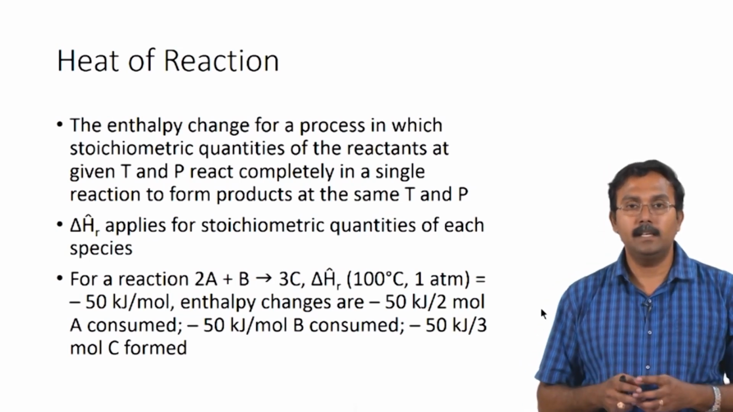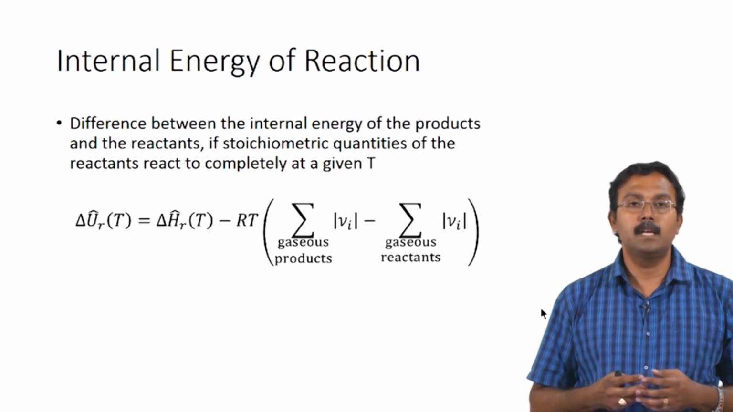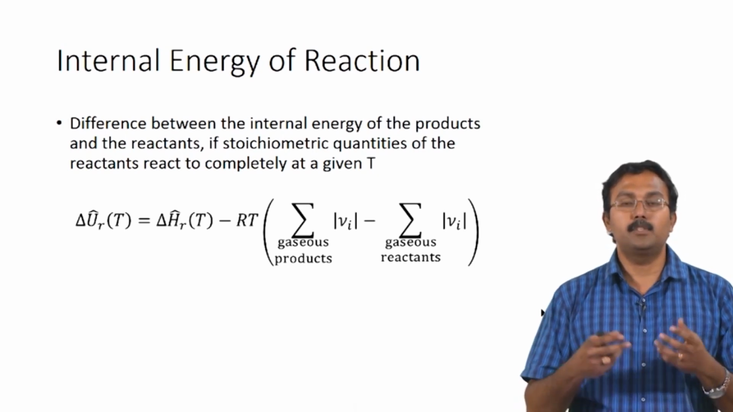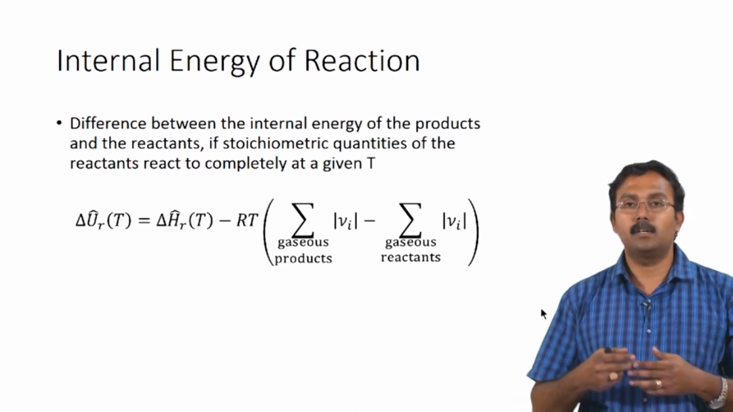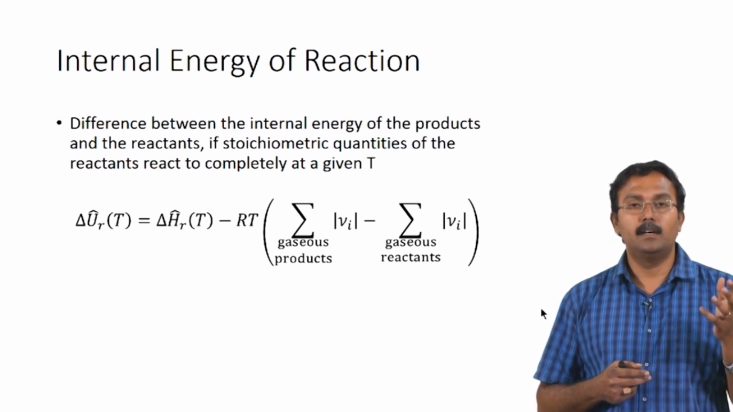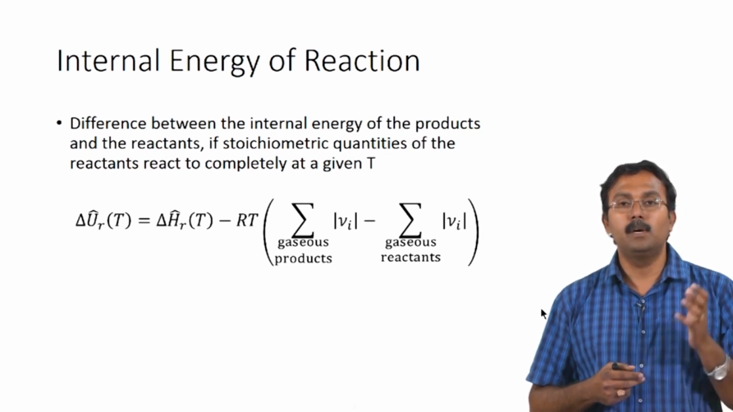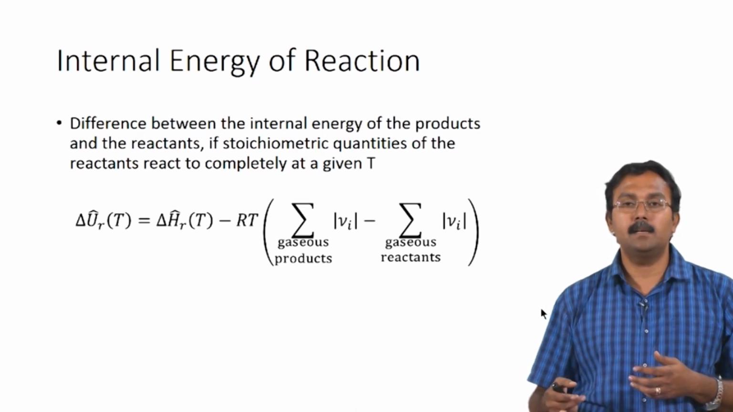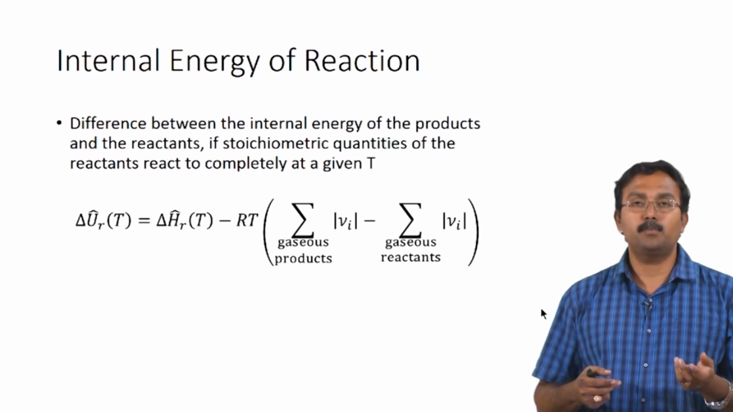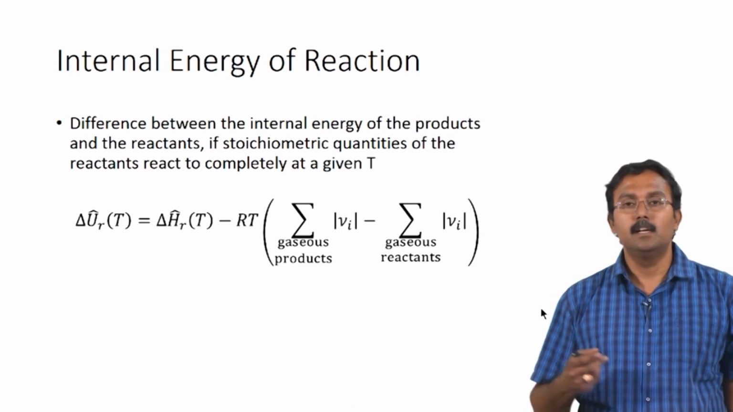Internal energy of a reaction is another term which is used for closed systems. This is the difference between the internal energies of the products and the reactants if the stoichiometric quantities of the reactants react completely at a given temperature and pressure. Here you would have the heat of reaction. The internal energy of reaction would be equal to the heat of reaction minus RT times the summation of the stoichiometric coefficients of gaseous products minus the summation of stoichiometric coefficients of gaseous reactants.